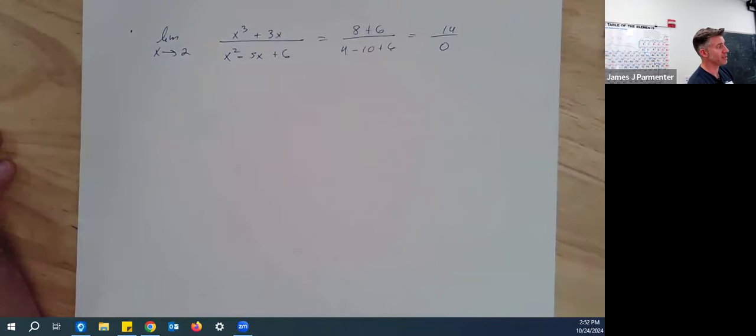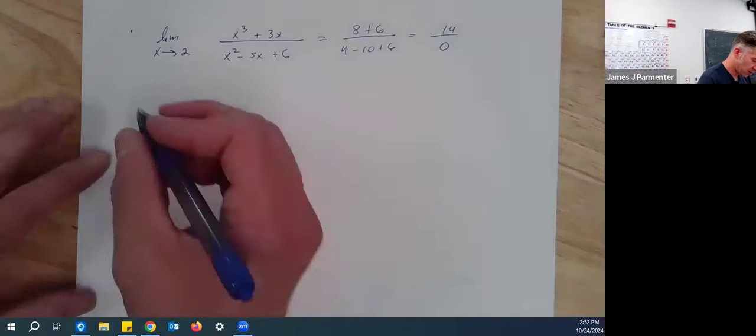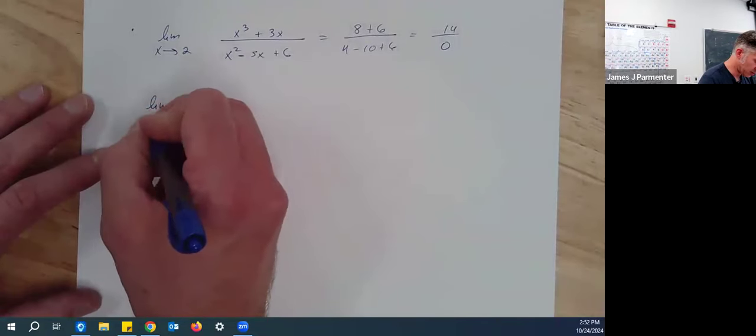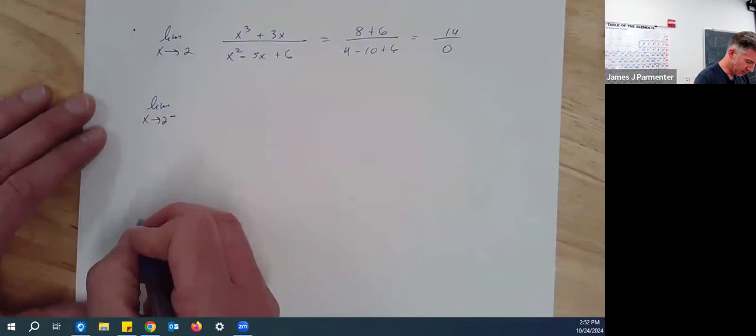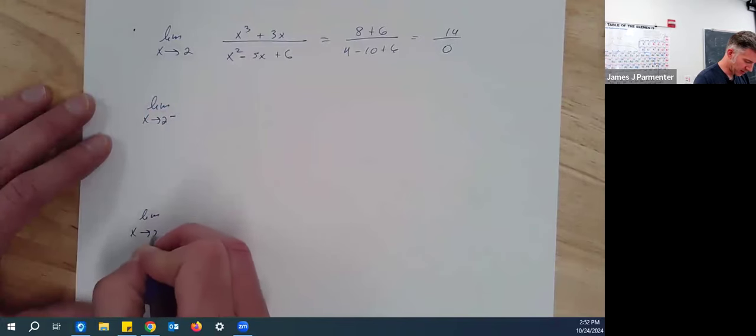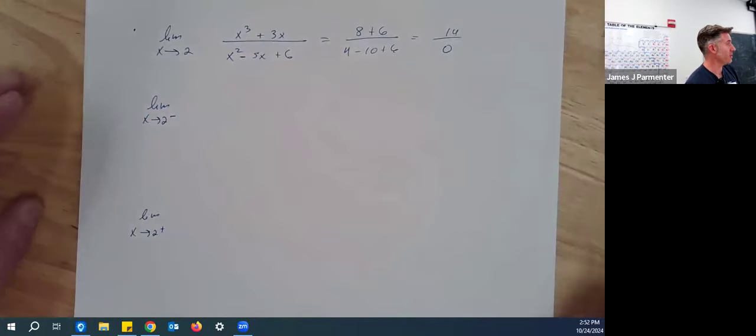So unlike a 0 over 0, which is an indeterminate, a 14 over 0 means the limit does not exist, but it also usually means we should check in what way it does not exist. What it really means is you're either going to get infinity, negative infinity, or does not exist. And that means we should look at both one-sided limits. So we're going to look at the limit as x approaches 2 from the left, and the limit as x approaches 2 from the right. And then, yes, we should factor it.